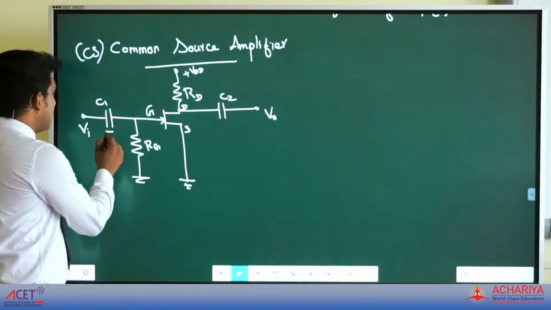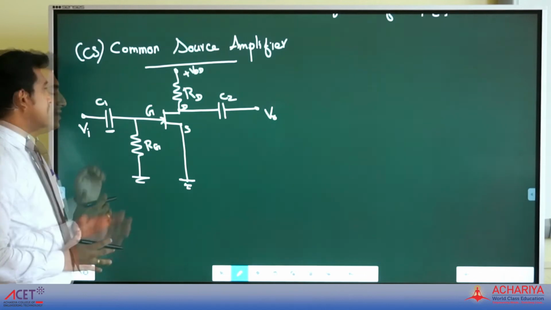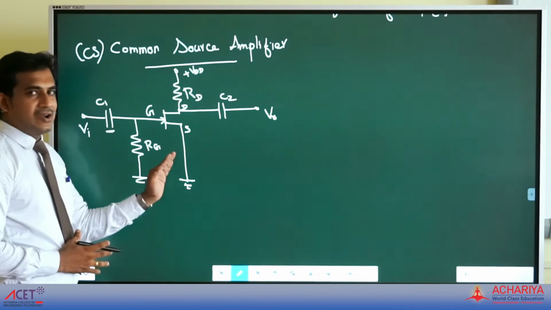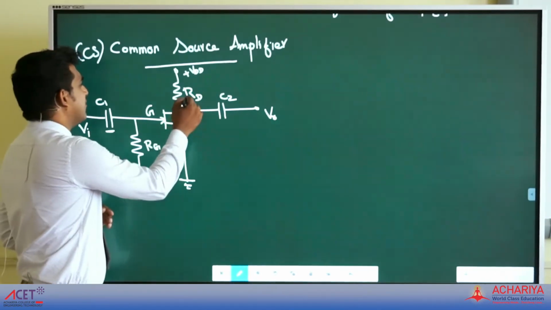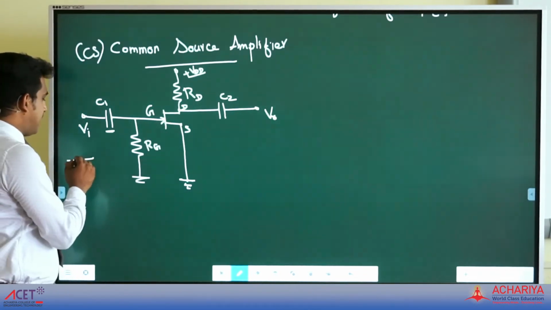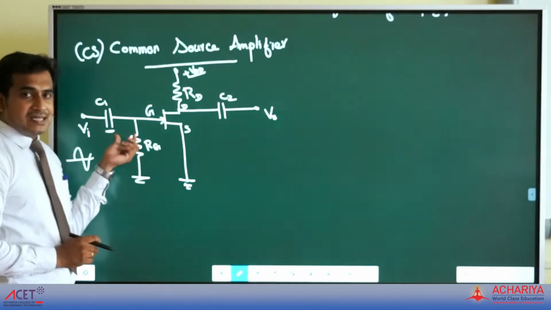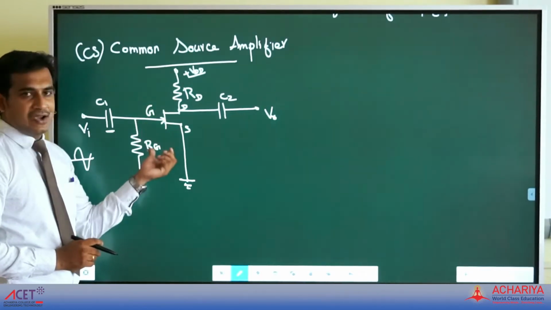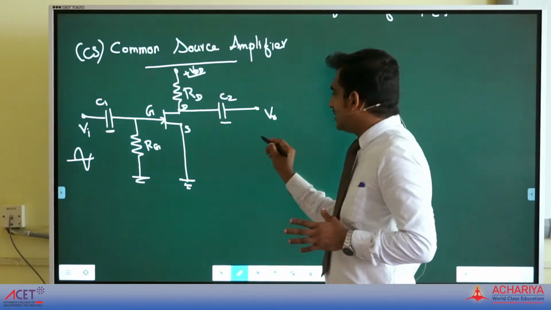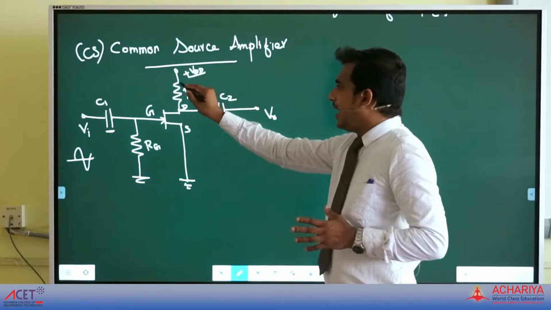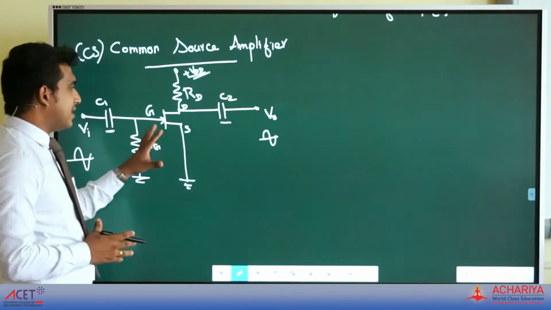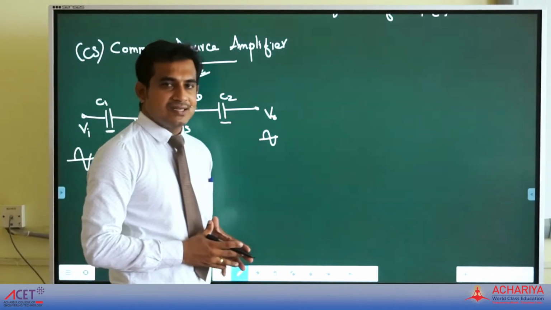This capacitor C1 is called the coupling capacitor. The role of this coupling capacitor is to isolate the AC and DC components. The active voltage which we give to the field effect transistor is the DC voltage VDD. The input we give to the amplifier is the AC signal. This capacitor isolates the AC component and the DC component. On the output side also, the capacitor C2 isolates the output AC component from the DC VDD component. Now we are going to analyze the common source amplifier using the AC equivalent circuit.